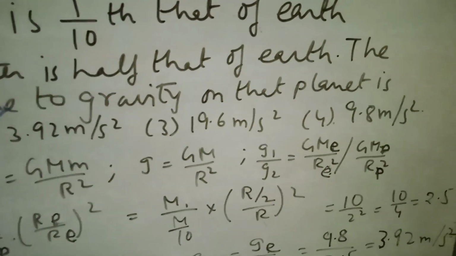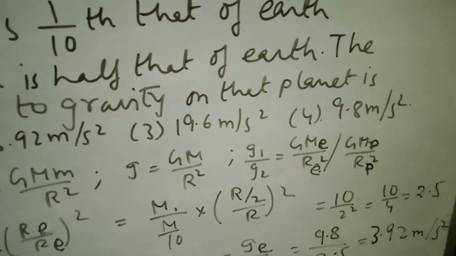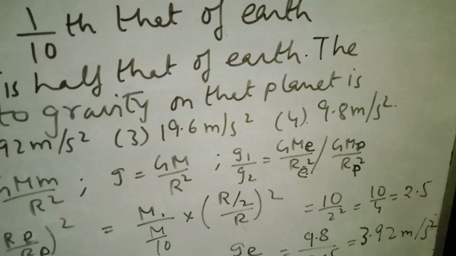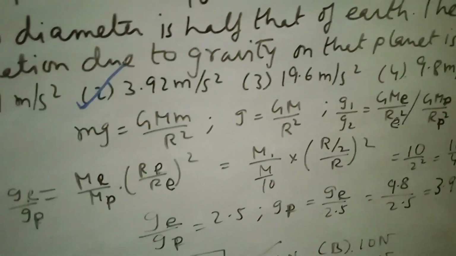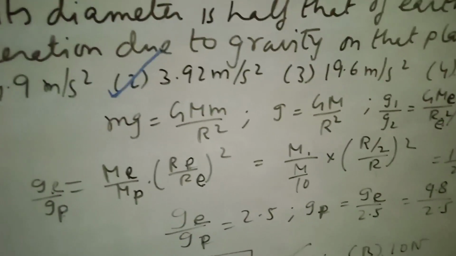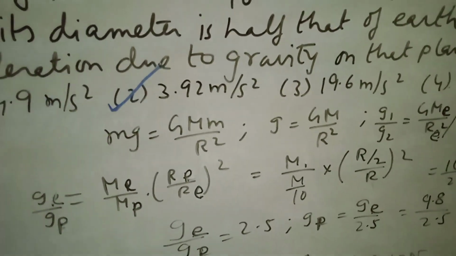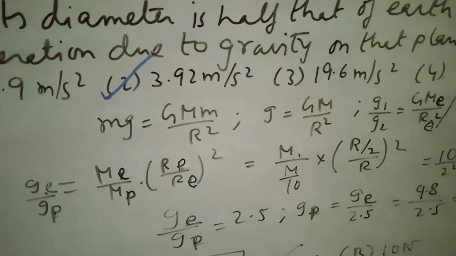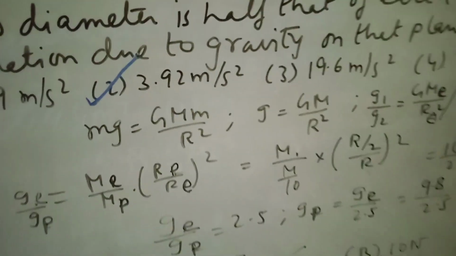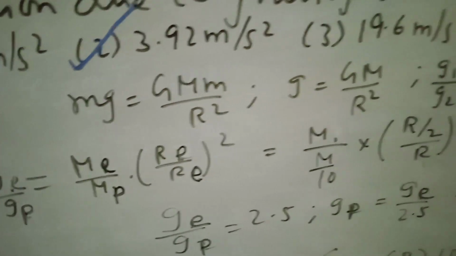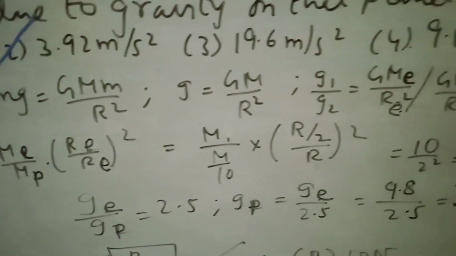So g1 by g2 we can write this way: GM_e by R_e square by GM_p by R_p square, where g1 is nothing but g and g2 is nothing but g_p. g is the acceleration due to gravity at Earth and g_p is the acceleration due to gravity at that planet, equal to M_e by M_p into R_p by R_e whole square. That is, radius of the planet by radius of the Earth.